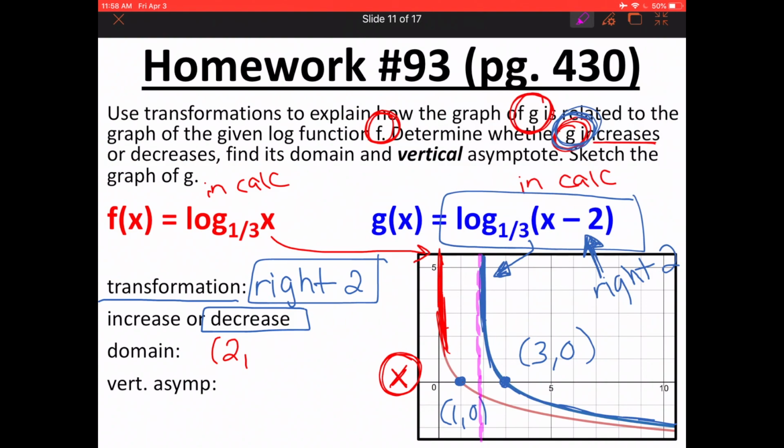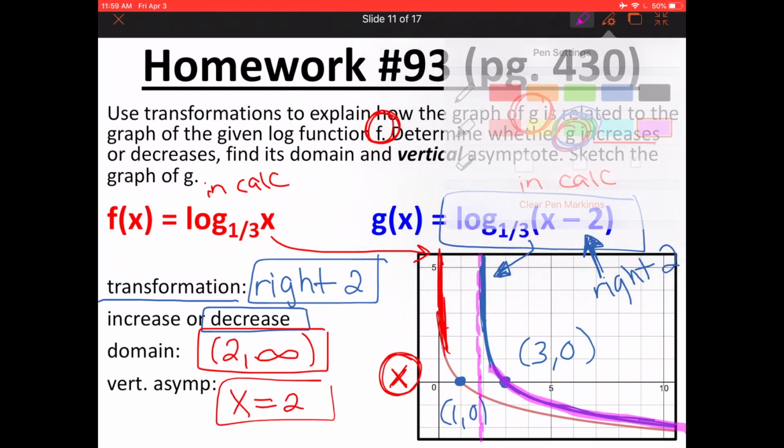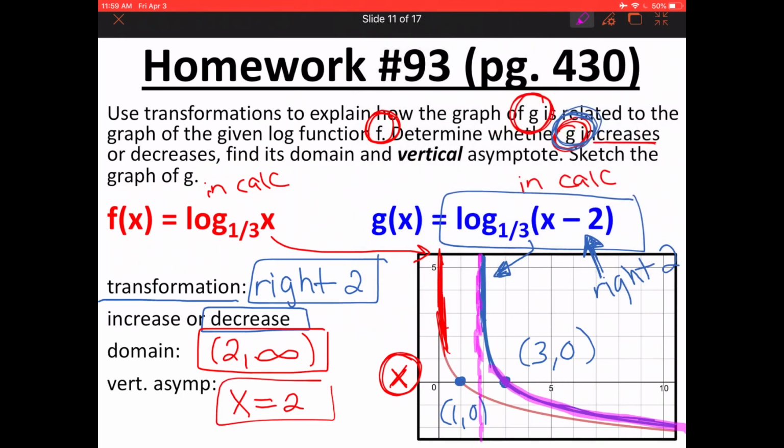Then if we're going to the right on this x-axis, does my graph of g have any limits? No. So I'm just going to put infinity. Okay? So my domain is 2 to infinity for graph g because I can go anywhere from 2 and then as far right as I want to be. My vertical asymptote is also x equals 2 because as you see in purple, that's where my line is that the graph approaches but never crosses. Let's do another one because I know this is a little confusing.